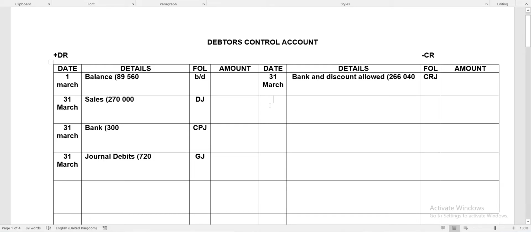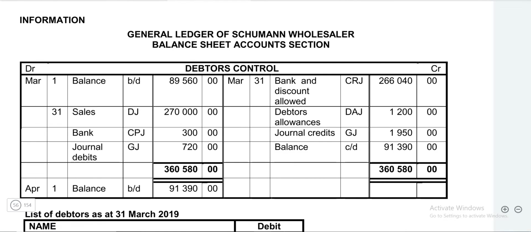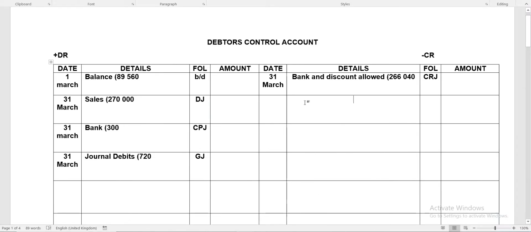And then next we have the other thing that we would have, which is debtors allowance. This will occur when debtors return things, so just write debtors allowance here.